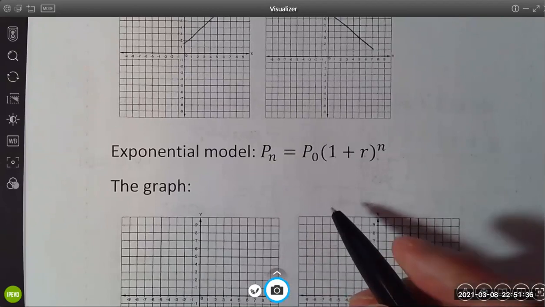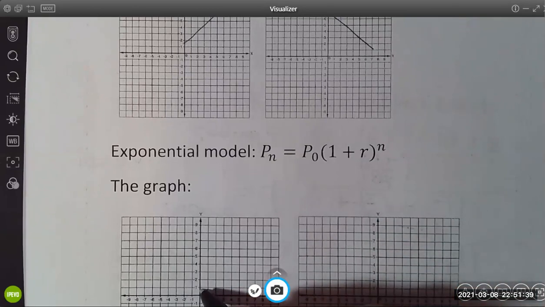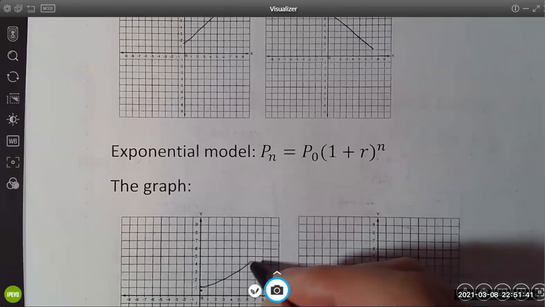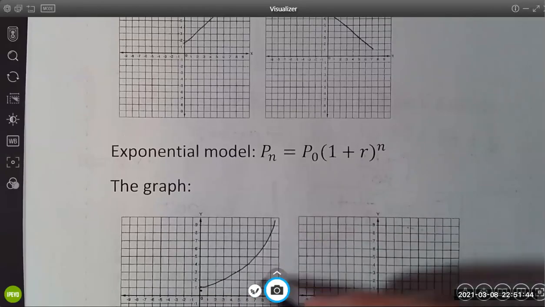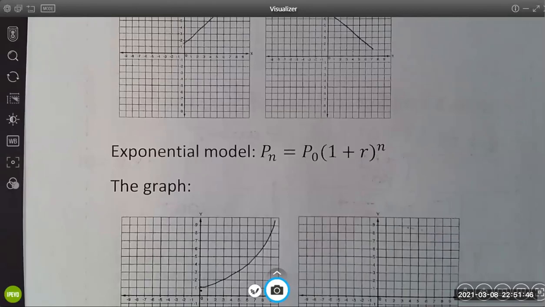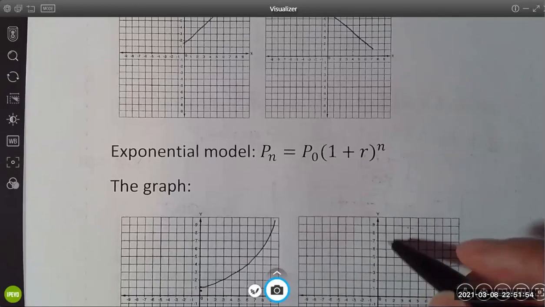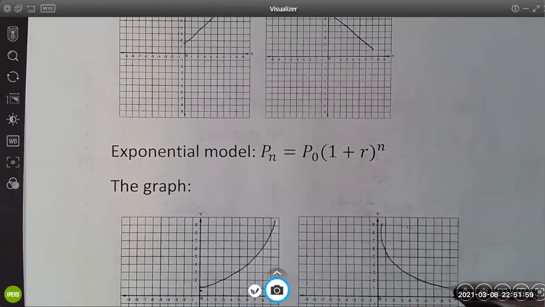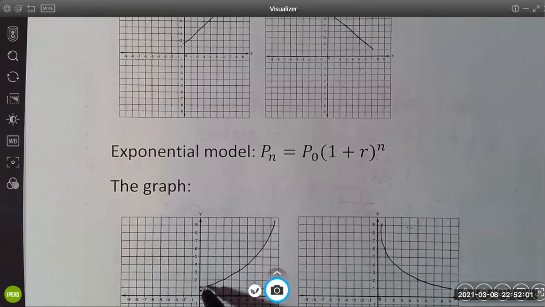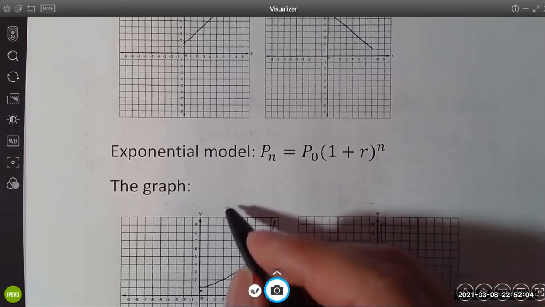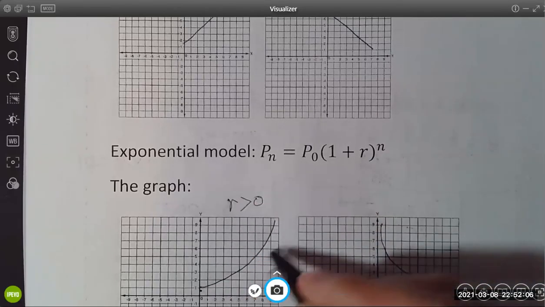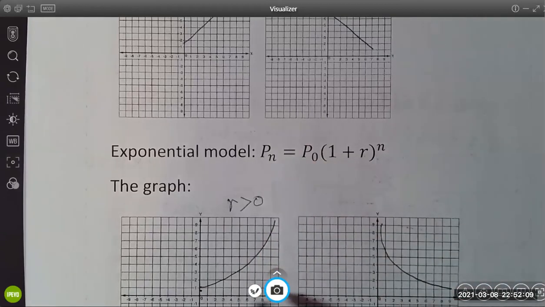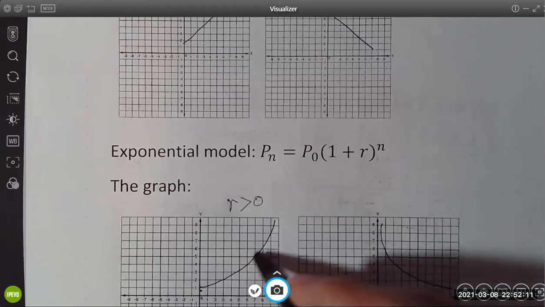In either case, it is a curve. For example, you could have something that looks like this, increasing from left to right, and it's a curve. And it goes only one direction, keep increasing from left to right. This one corresponds to r being positive, so it's growth, you're getting higher and higher output. If the input gets bigger and bigger, the output gets higher.